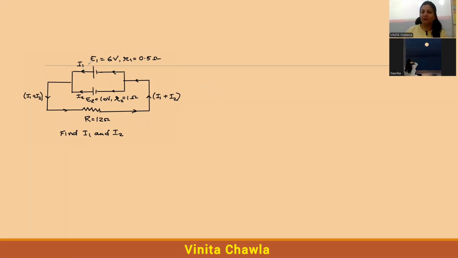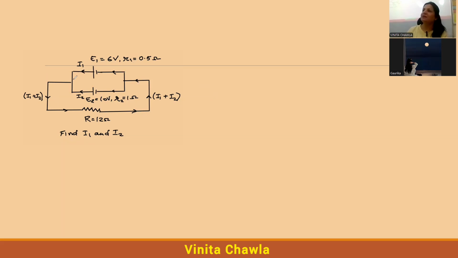So we have a circuit here. We have to find I1 and I2. I1 is the current produced by this EMF source of EMF E1 and I2 is the current produced by this source. E1 is 6 volts. Its internal resistance is 0.5 ohm. E2 is 10 volt. Its internal resistance is 1 ohm.